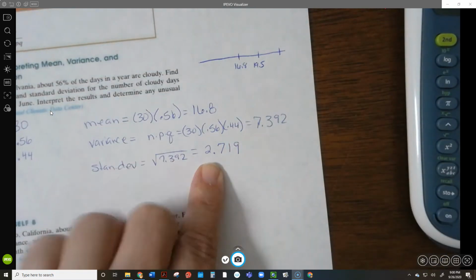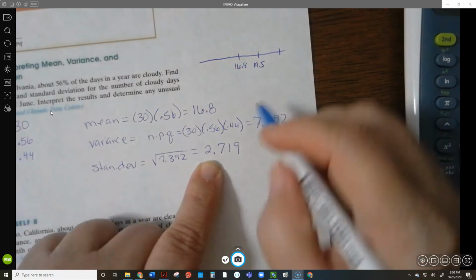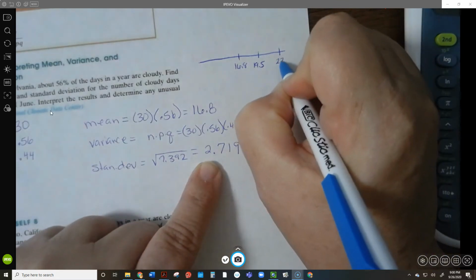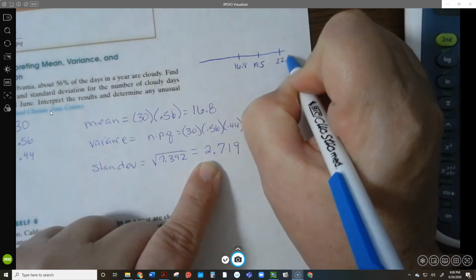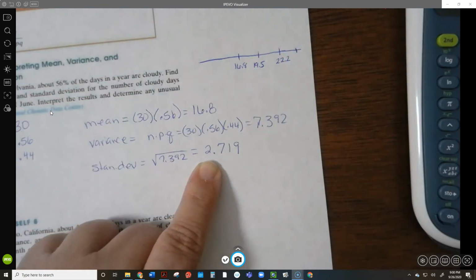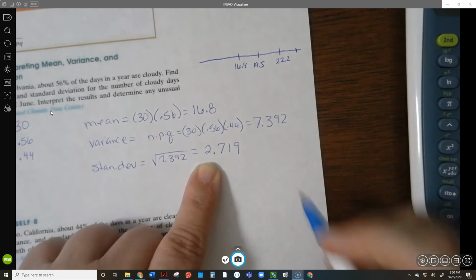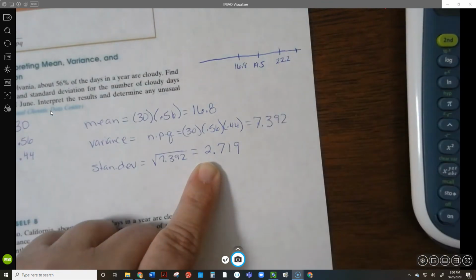And then add the standard deviation again, 2.719. That'll get us out to 22.2. And then if you want to write that third one down, add it one more time, 2.719. That'll get us out to 25.